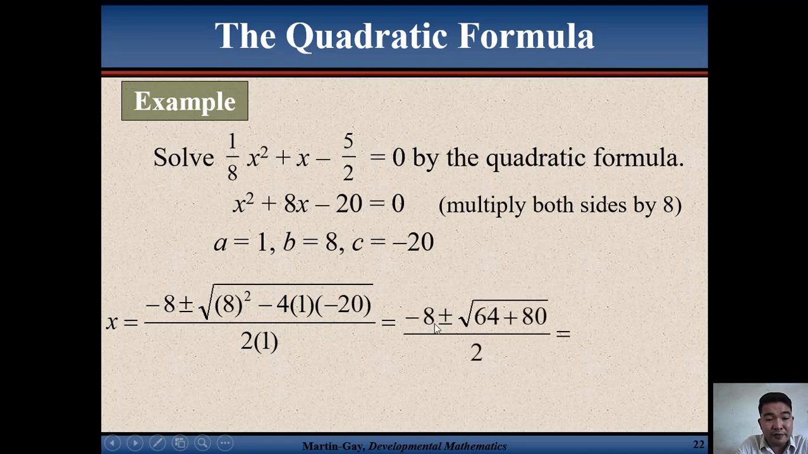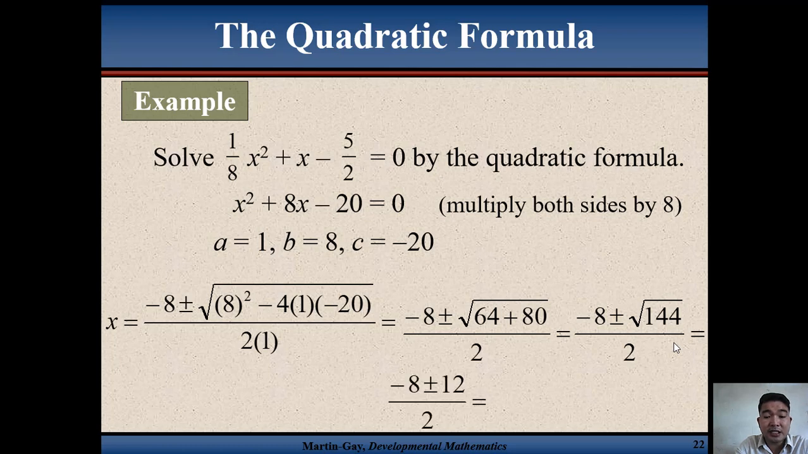Simplifying it further, you'll have negative 8 plus or minus the square root of 8 squared, which is 64, minus 4 times 1, which is negative 4, times negative 20, which is positive 80, all over 2. Then you will have negative 8 plus or minus the square root of 64 plus 80, which is 144, all over 2. We know that 144 is a perfect square, and its square root is 12. So you will have negative 8 plus or minus 12 all over 2.